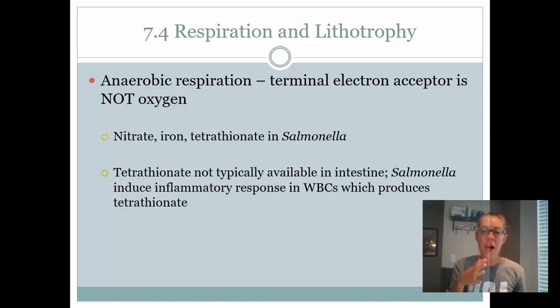So our immune response begins the inflammatory process and begins to react to these foreign bacterial cells that shouldn't be there. Well, one of the things that the white blood cells will produce is tetrathionate that salmonella can then use. So it's just one example of some kind of tricky things that our anaerobic organisms can use, but there are anaerobic organisms that can be pathogenic to humans. So just something to keep in mind.